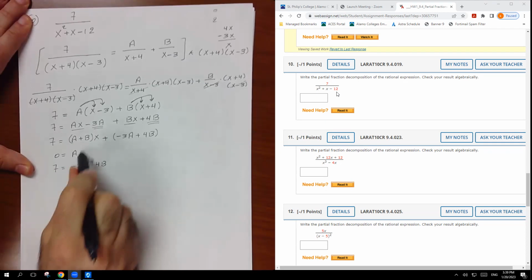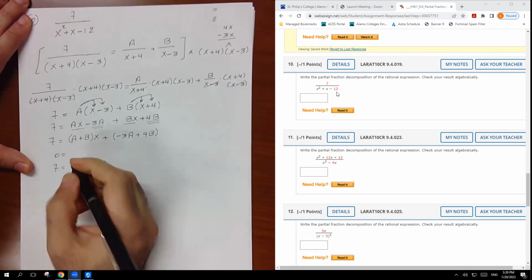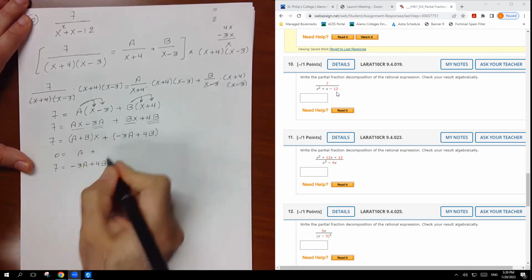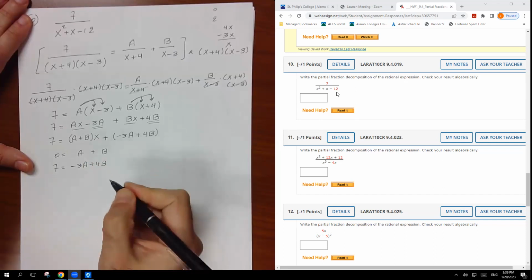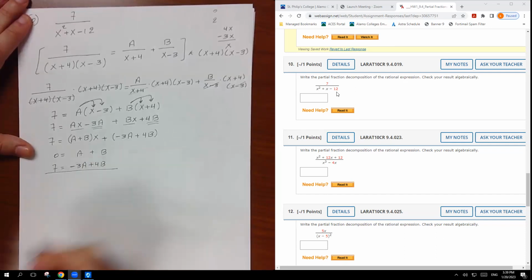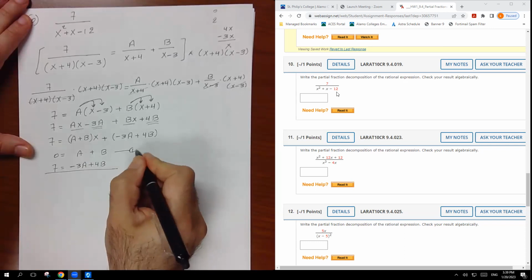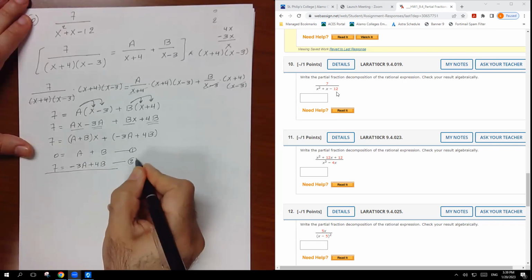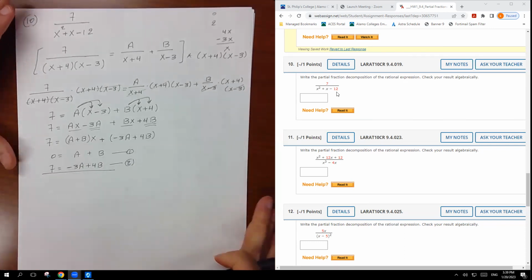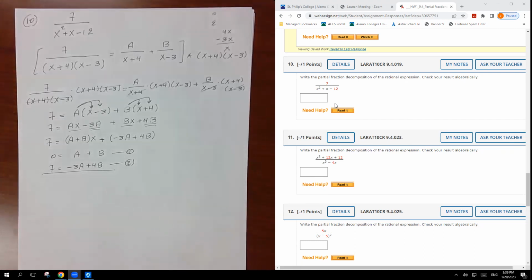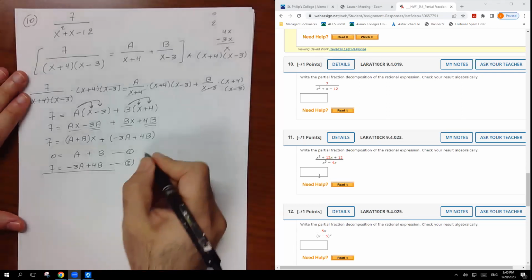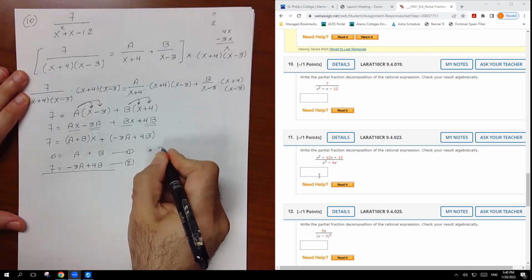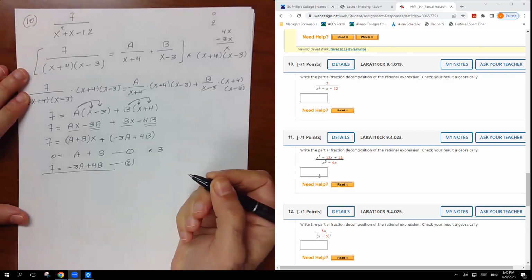It's up to you which method you're going to use. You can use the substitution method to solve the system, because this is a system. This is the first equation, and here is the second one. Or you can use the elimination method. So to solve this system, I'm going to multiply the first one by 3. I'm going to use the elimination method.